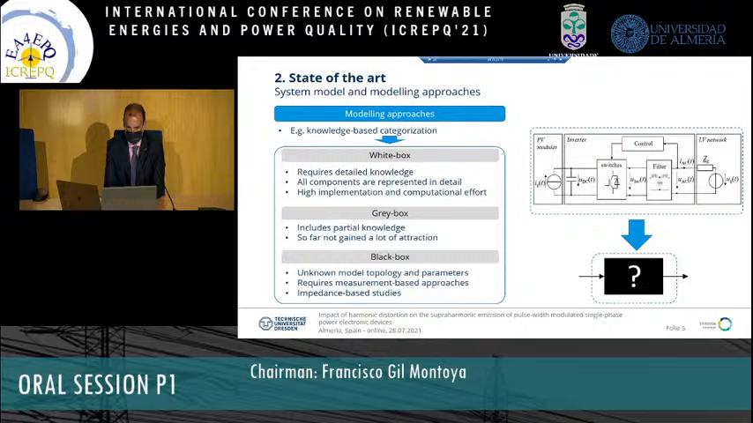Secondly, we have the gray box approach. This has not gained a lot of attraction so far, but would include partial knowledge. Let's say if we know partial components of the device, we can include them in an equivalent circuit model, for example. The last one is the black box approach, when it comes to unknown model topologies and parameters, which requires measurement-based approaches because we have only generic knowledge about the individual devices, and then we can perform impedance-based studies.